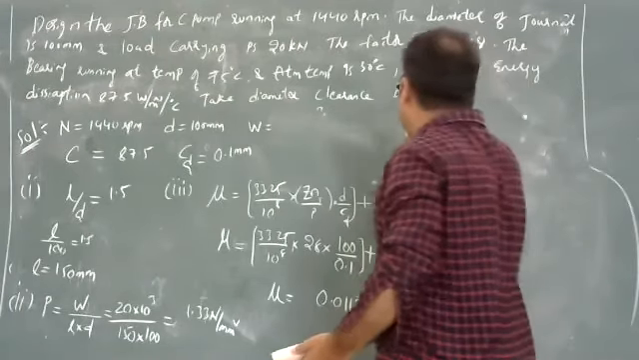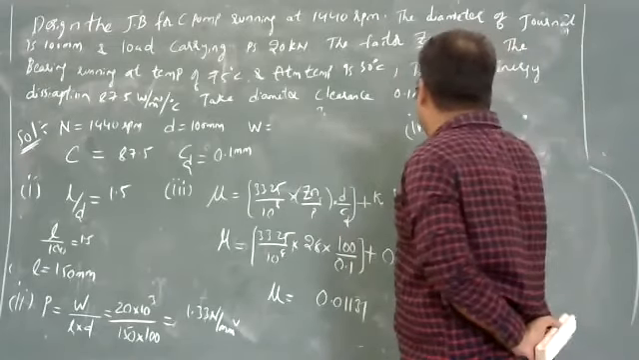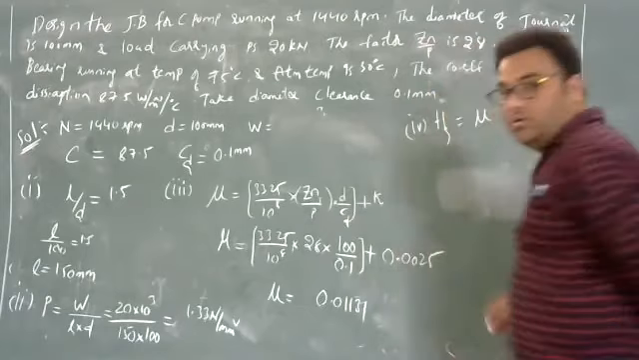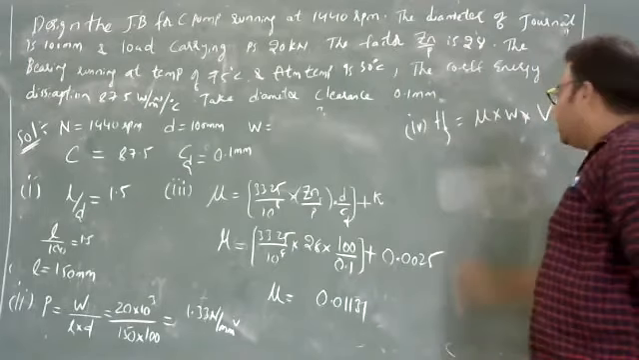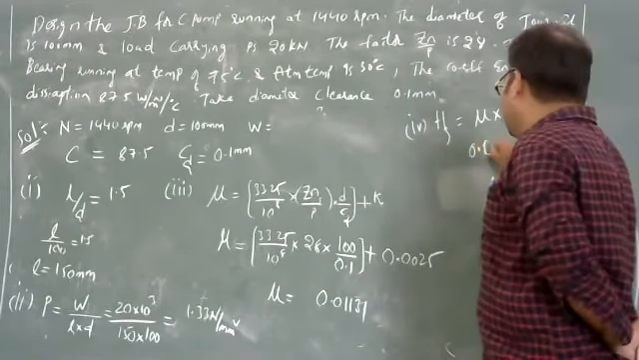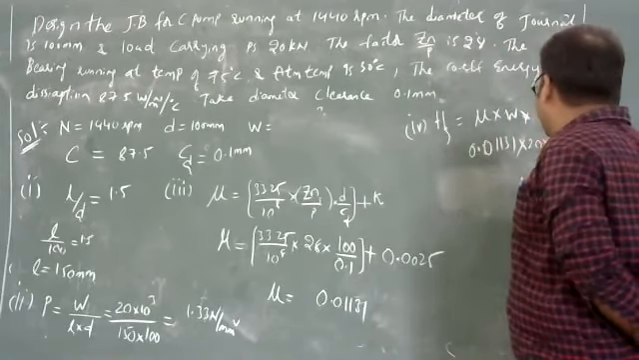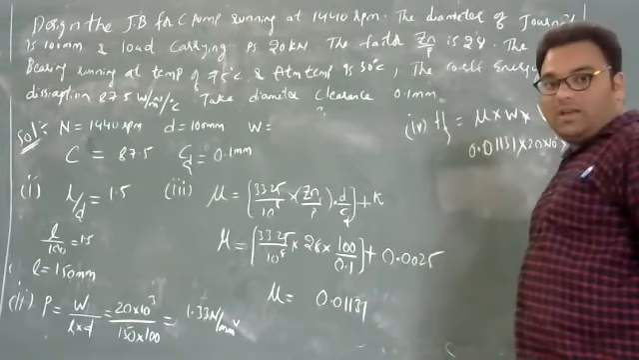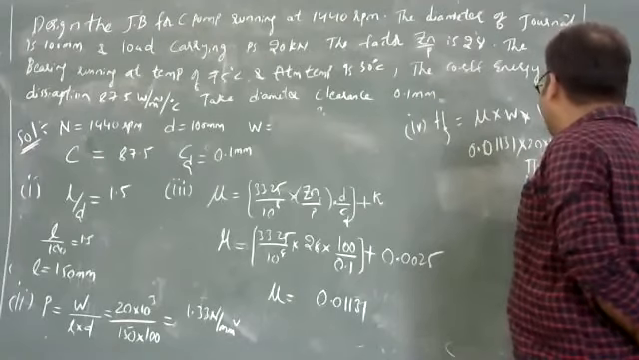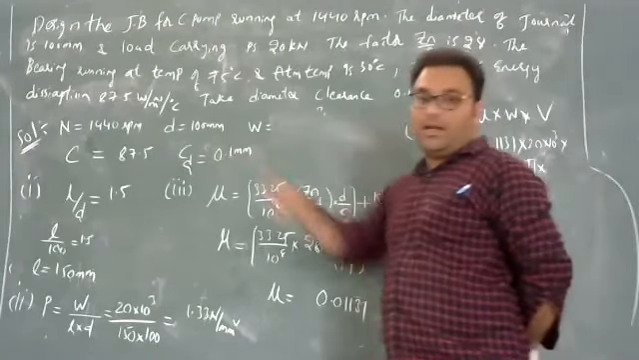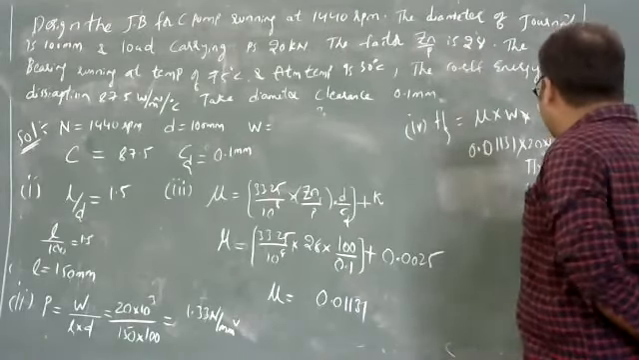Now Hg, the fourth step. What is the fourth step? The fourth step is the heat generation. Hg equal to mu into W into V. The mu value we have just calculated, that is 0.01131, into W, the load value, 20 into 10 power 3, and V is the velocity of the shaft. So pi into D, the diameter, 100 mm, you have to convert it to meters, so that is 0.1, into N.